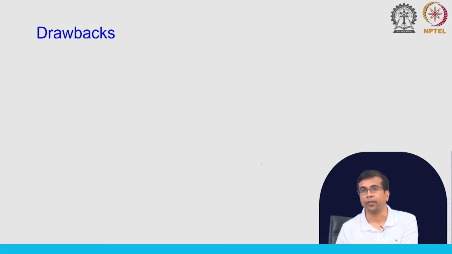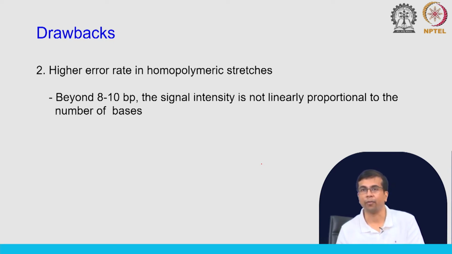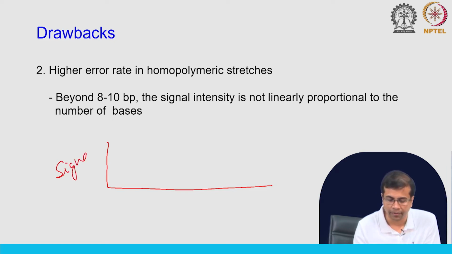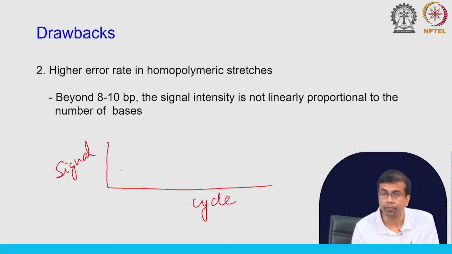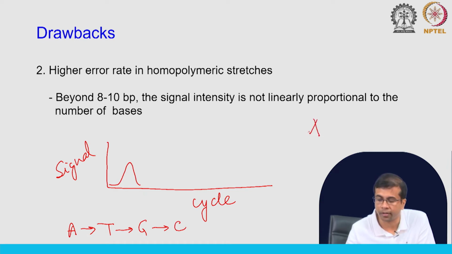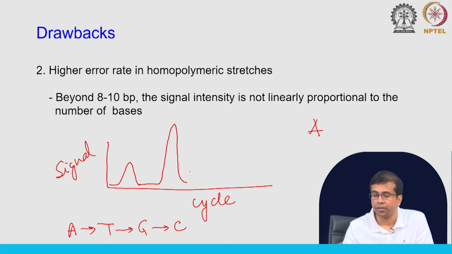There is another drawback, and this is actually shared with 454. You probably remember that in 454 we have a signal that is proportional to the number of bases being added. If I draw this signal versus cycle, we are following the ATGC cycle. Imagine we first detect A. Now we see T, and the signal is much higher, which means we have probably added 2 T's here.